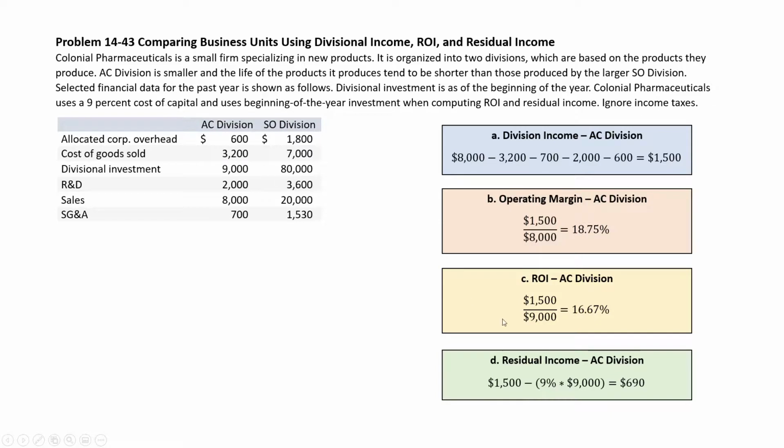If C's ROI had been 9%, and again, my cost of capital or minimum is 9%, residual income would have been 0. If C had been, let's say, 6%, something less than 9%, then residual income would have been negative. It would have said I'm not earning at least the minimum of what I'm required to earn.